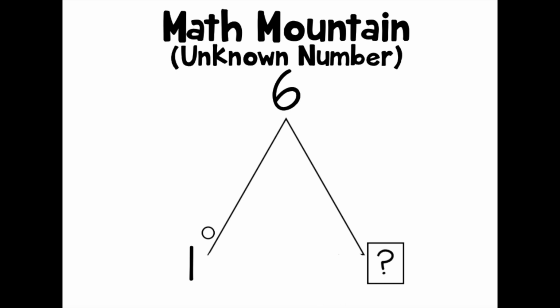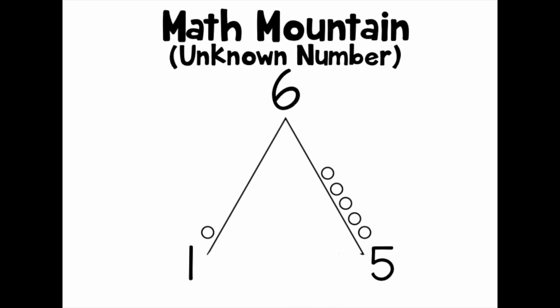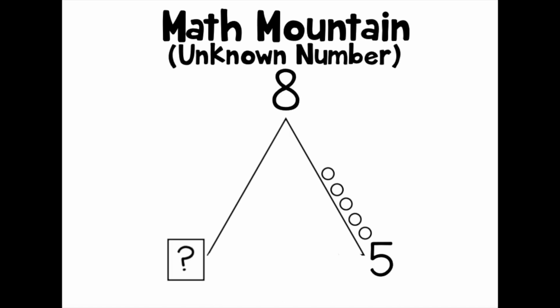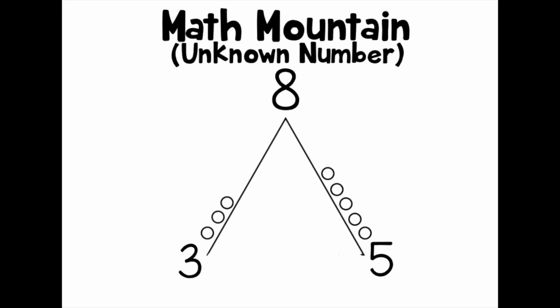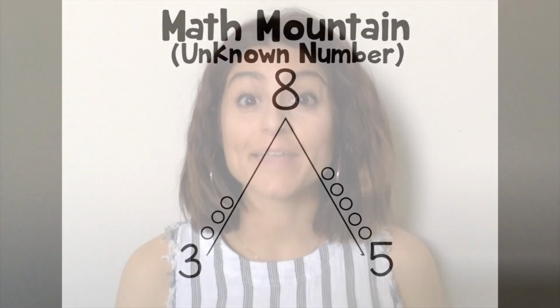The answer is 5. The answer is 3. How did it go for you? Now let's review what we've learned today.